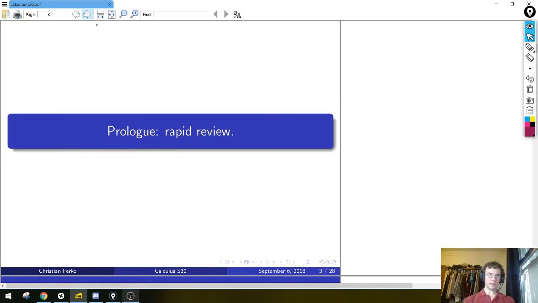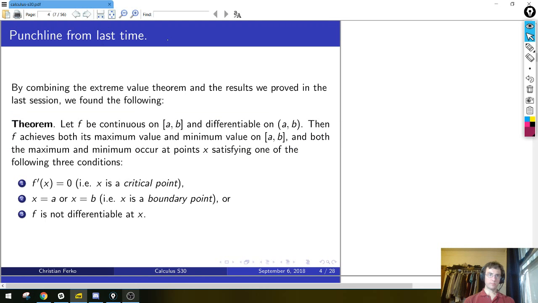Okay, so the rapid review. I don't think I highlighted this quite enough last time, but I want to make it very clear that we really got the answer we wanted for finding maxima and minima, but we needed two main results. As I emphasized, we needed the extreme value theorem, which we proved in chapter 2, which guarantees that a continuous function on a closed interval actually hits its max and min. So we needed that guarantee that the max and min are achieved.